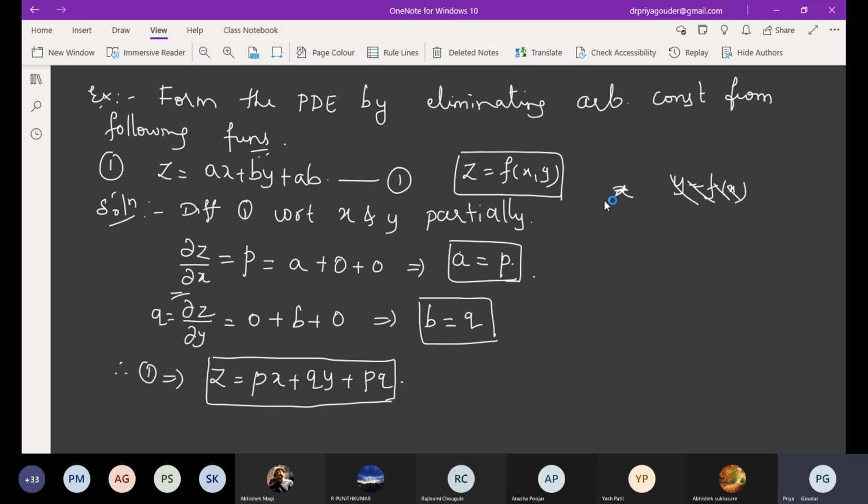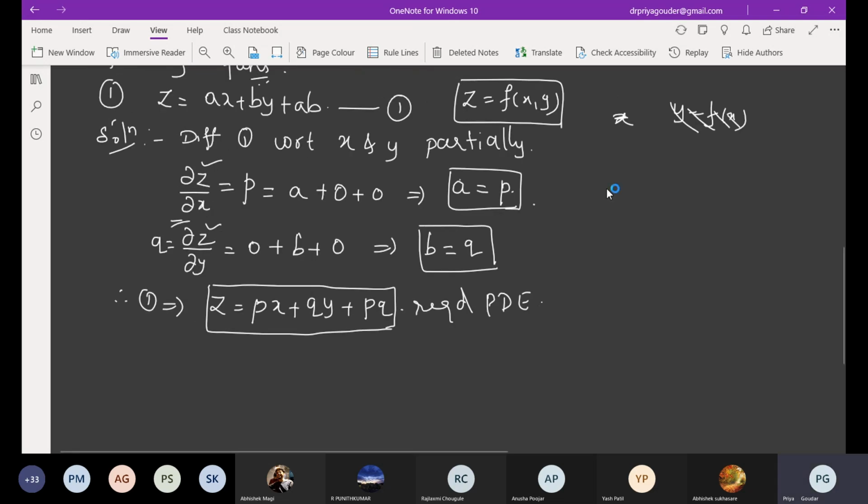And how can I tell this is a PDE? Because what is actually P and Q? P is ∂z/∂x and Q is ∂z/∂y, isn't it? So partial derivatives are present and arbitrary constants are absent. That is called a PDE. Hope you understood. Still, if arbitrary constants remain, you should eliminate them.